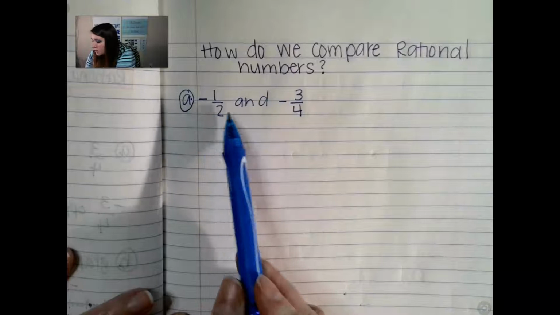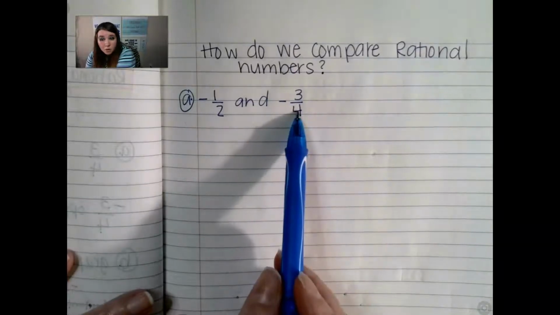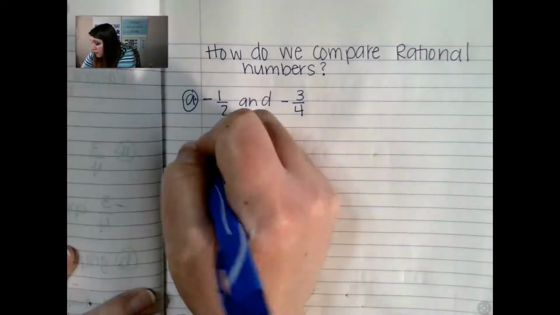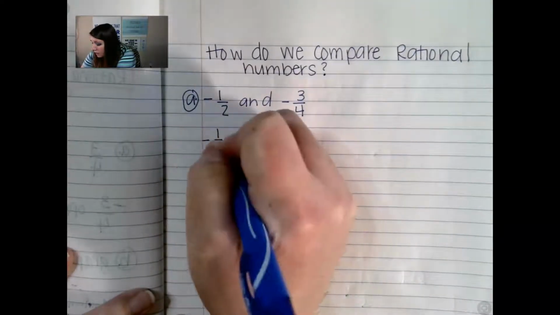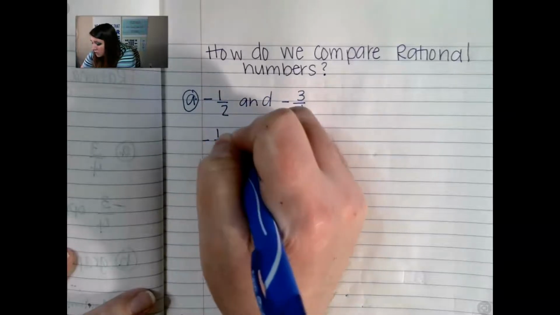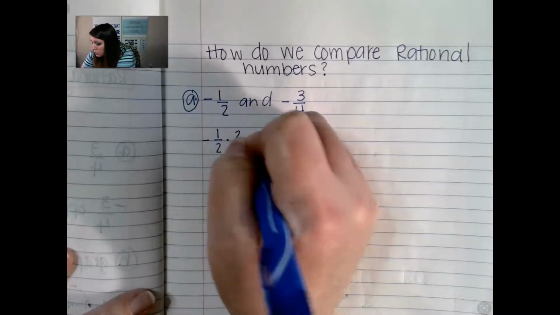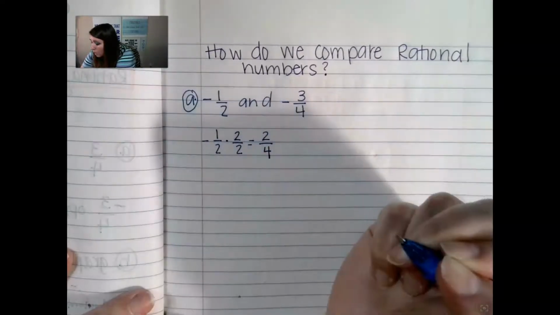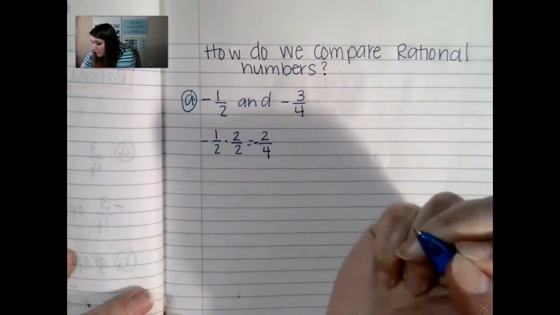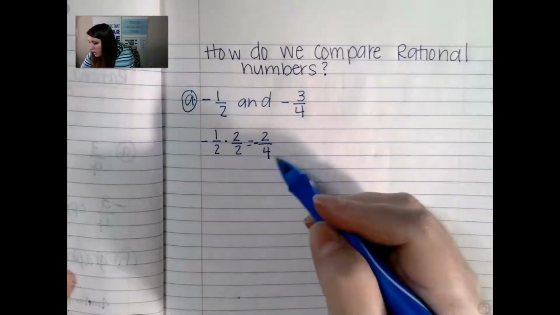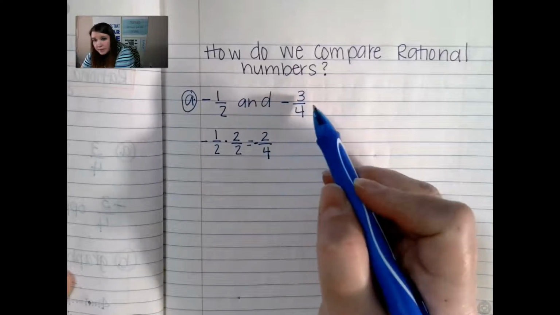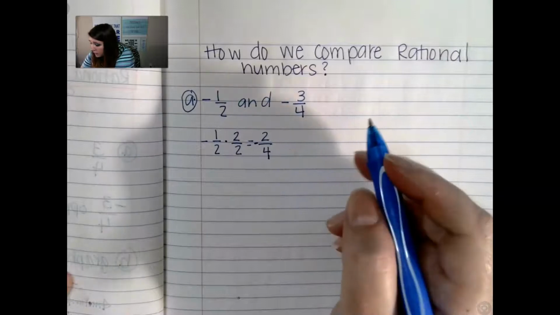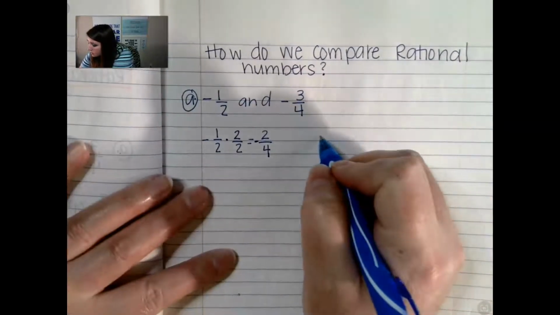So I know that 2 can become a 4, right? By multiplying it by 2. So if I look at -1/2 and I multiply this fraction by 2 over 2, I then get 2 over 4. And I just move my negative sign right over. So now I have 2 denominators that are in the same family. And now we can compare this on a number line.